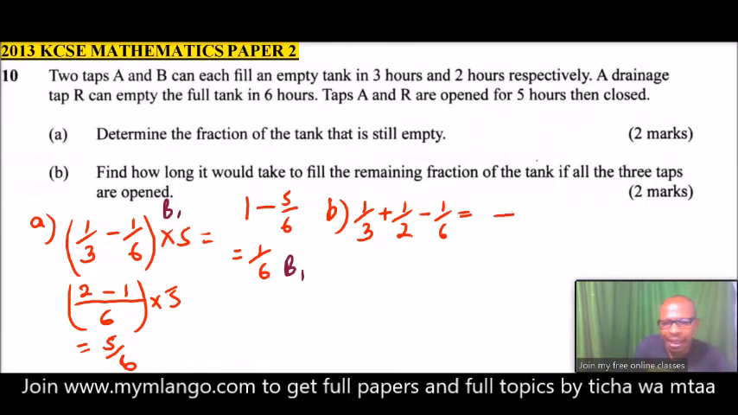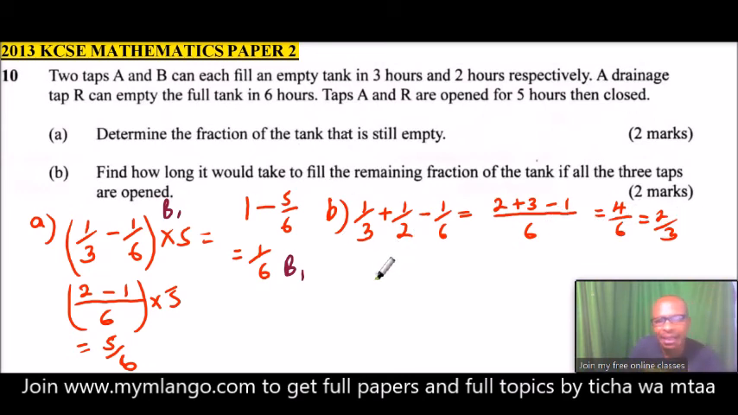We can compute that by getting the LCM, which is 6. So you divide by 3, this will give you 2, plus 6 divided by 2 is 3, multiplied by 1, you get 3, minus 1. And this is going to give you 2 plus 3 minus 1, that will give you 4/6, which is equal to 2/3. So 2/3 of the tank will be full. That is the amount that will enter the tank.